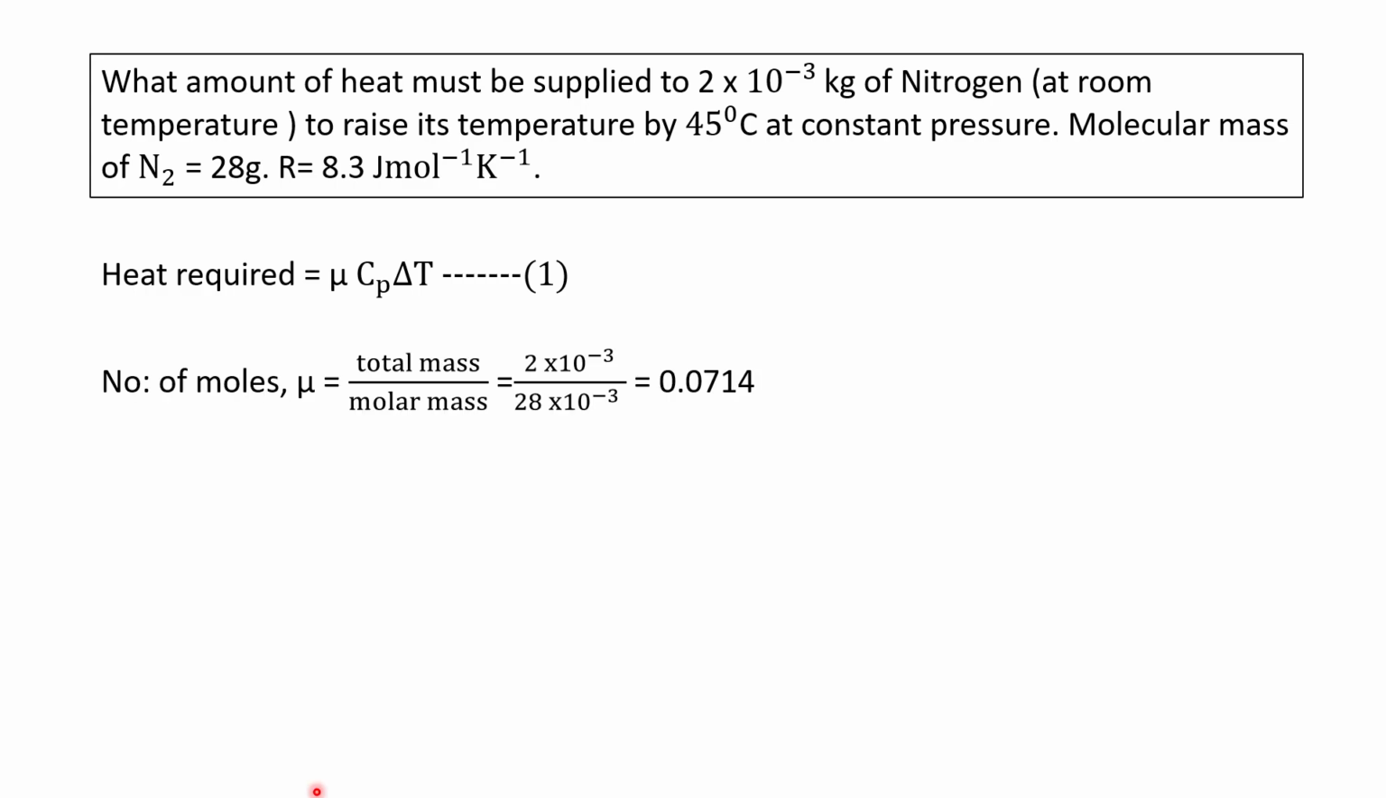The number of moles, mu, is equal to total mass by molar mass. Here total mass is 2 × 10^-3 kilogram and molar mass is 28 gram. On converting to kilogram, 28 × 10^-3 kilogram. On dividing, we get number of moles mu equal to 0.0714.